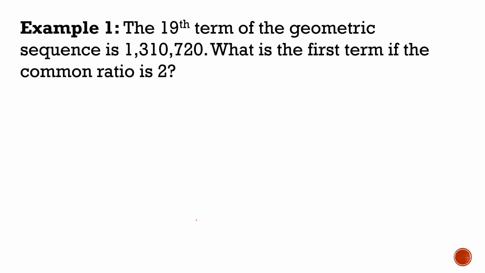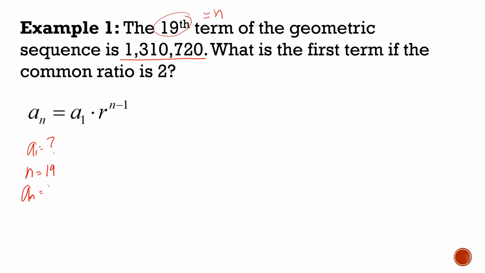Here, the 19th term of the geometric sequence is 1,310,720. What is the first term if the common ratio is 2? So here we will be using the formula, and what's missing here is obviously the first term. This 19th term, that's your n. 1,310,720 is our an. And this number 2 is our common ratio.